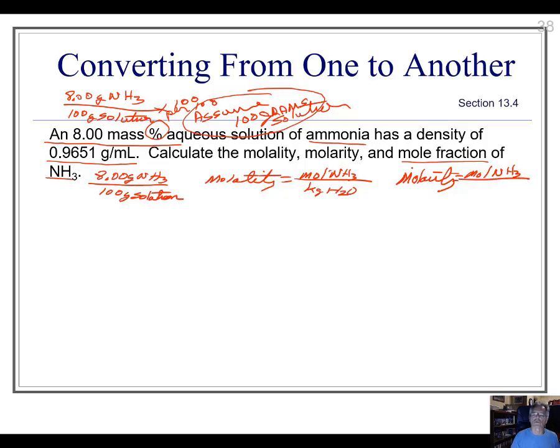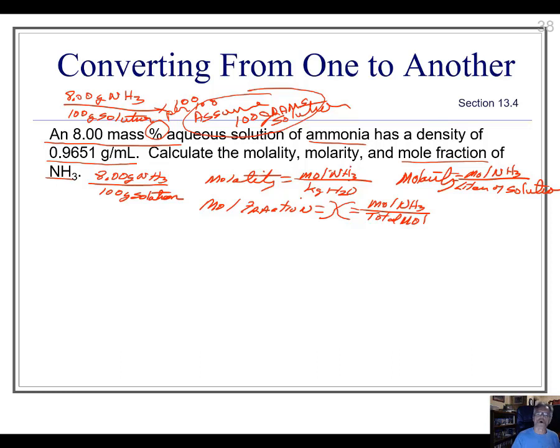This and this, those are going to be the same numbers initially. And then we have to have liters of solution. Finally, we have mole fraction, and mole fraction actually has a symbol that is a little unusual. It's a big italic X, kind of looks like that, and that's just going to be moles of our solute NH3 over total moles of solution.